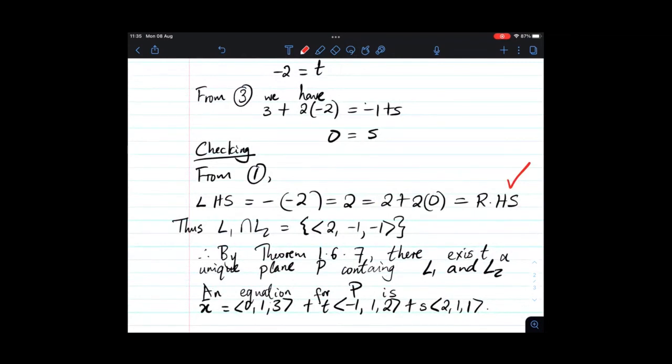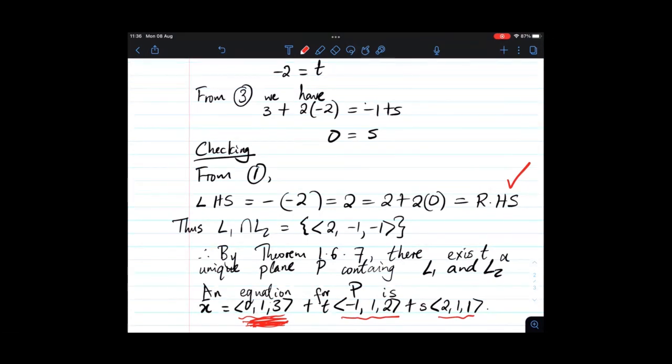It exists, and that is coming from theorem 1.6.7. And then the last part, an equation for P. What we just need to take is the direction vector for L1 and the direction vector for L2, and any point on either L1 or L2 will work. So if you put any point that is in L1 or L2 here, and then the two direction vectors, you get an equation for the plane P.